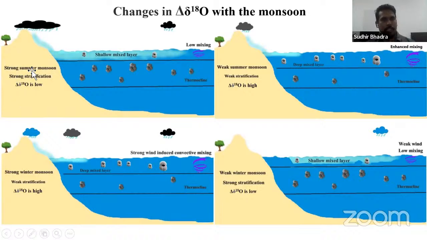If the summer monsoon is strong, then it will have a shallow mixed layer because of the stratification and low mixing, the thermocline assemblage will increase, and delta delta-O will be low. At the same time, with a weak summer monsoon, the mixing will be more and the stratification weak, delta delta-O will be high, and the mixed layer assemblage will increase. If we go to a strong winter monsoon, we see strong wind-induced convective mixing, weak stratification, and delta delta-O will be high, and it will be opposite during the weak winter monsoon.